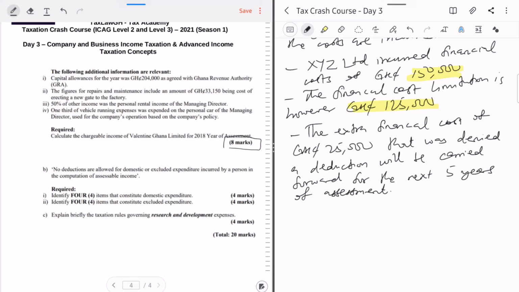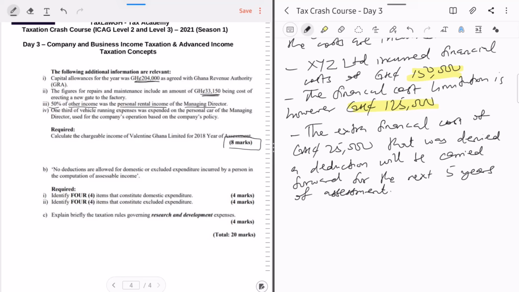All right. So here they said capital allowance for the year was 204,000, agreed with the GRA. The figure for repair and improvement include an amount of 33,150 being the cost of erecting a new gate. Now this is a capital expenditure and that has to be what? Capitalized and granted capital allowance, but they have expenses, so we need to disallow or add it back. The next is that 50% of the other income amount, which I don't know what it relates to yet, they're saying was personal rental income of the managing director. So the managing director is making rental income on his own personally, and he's adding that income towards business income. We need to deduct it from it.